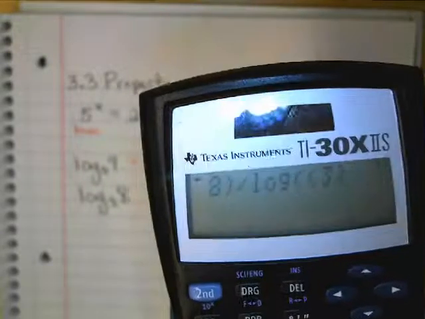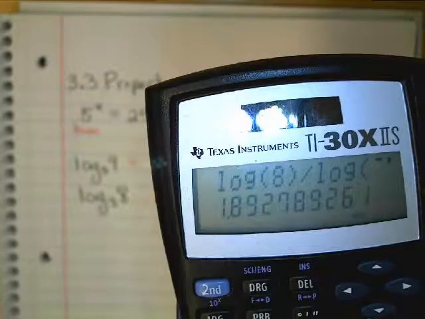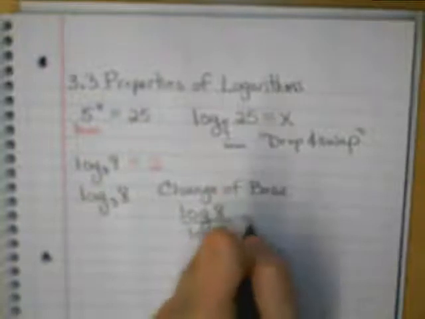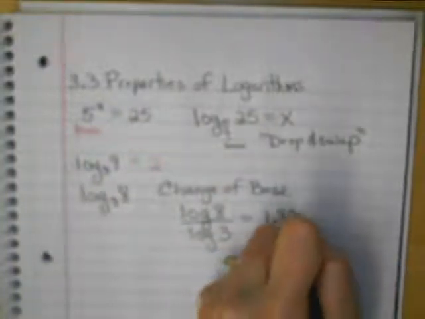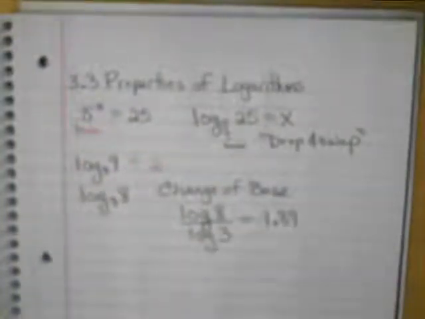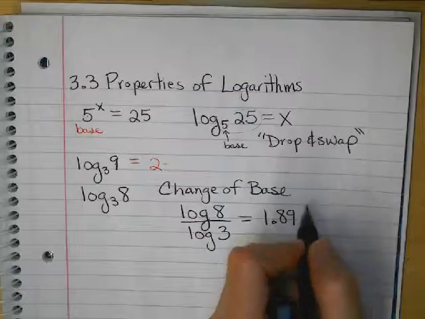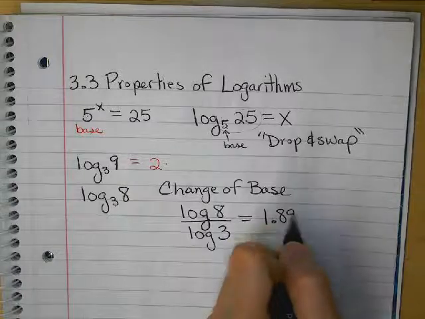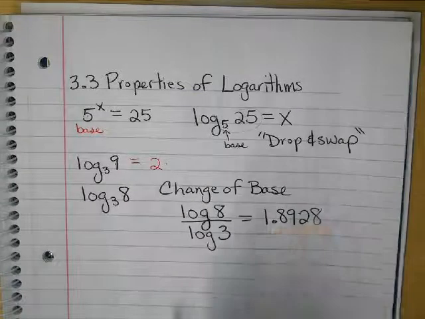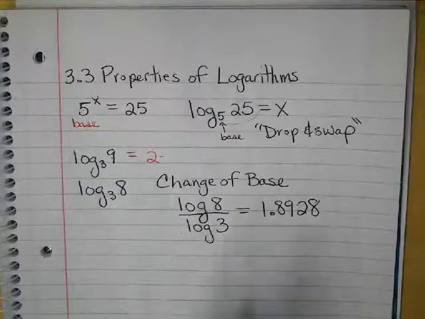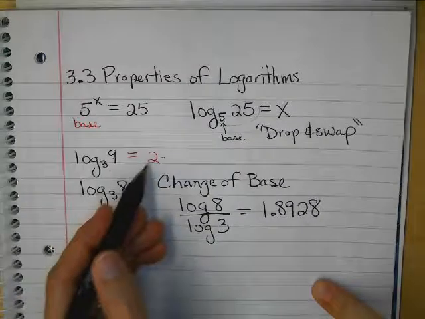And you just do it on a calculator, and we got 1.8927, so it equals 1.89. I'll just round it off to 4 decimals. So you guys were right. You said the answer was going to be smaller than 2.